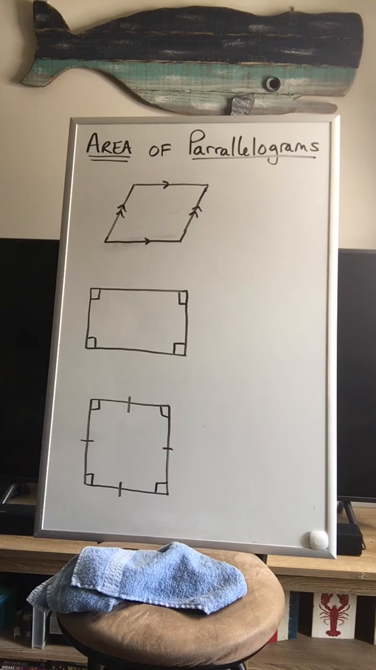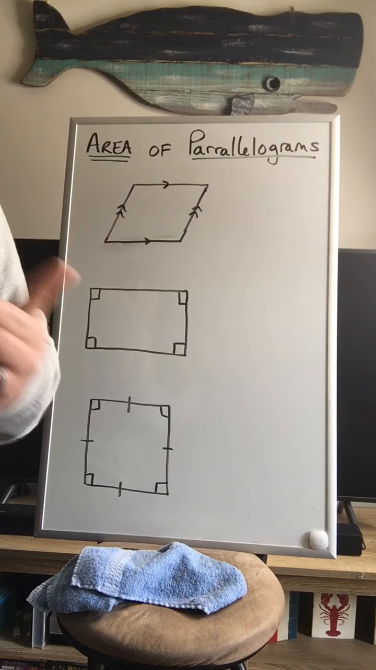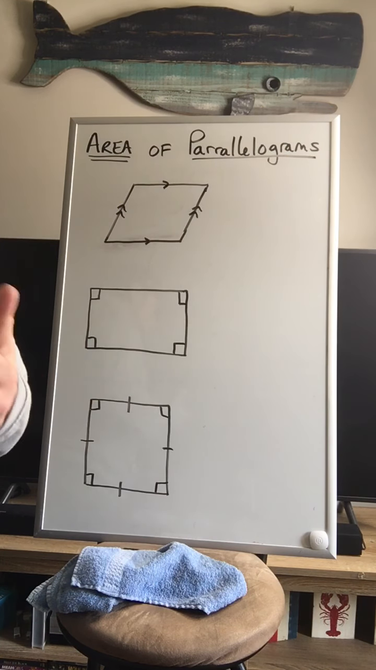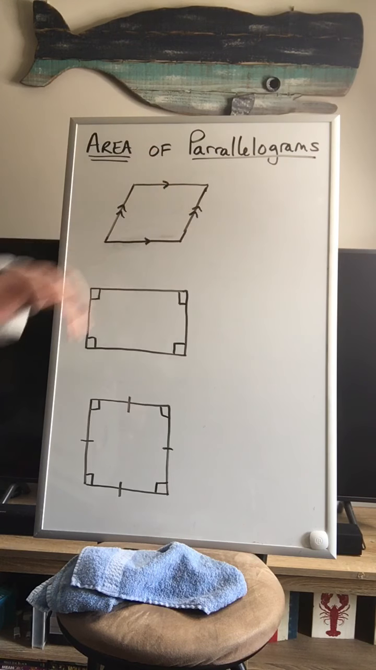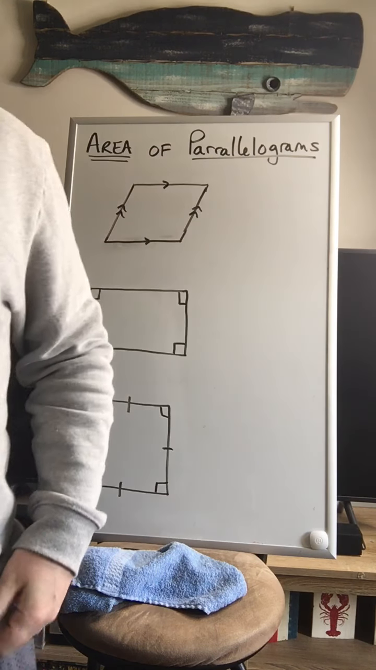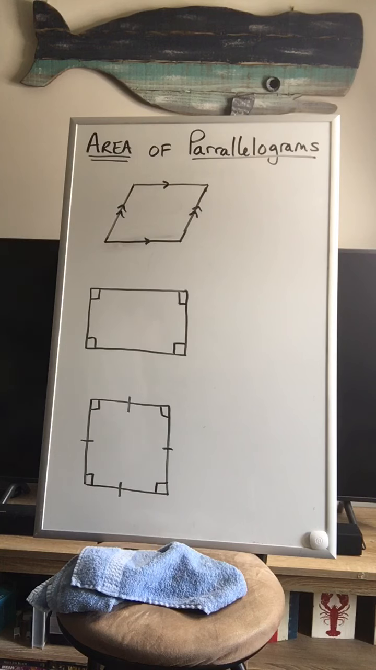Okay, folks, so we've been talking a little bit about polygons lately. We've been talking about what a polygon is, and how to classify a polygon based on the number of sides, whether it's a triangle or a quadrilateral or things like that. And we talked a little bit about the interior angles in a polygon and how many degrees they add up to.